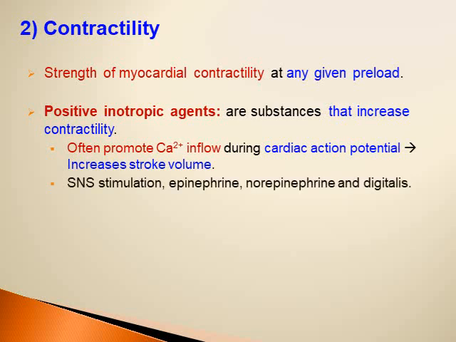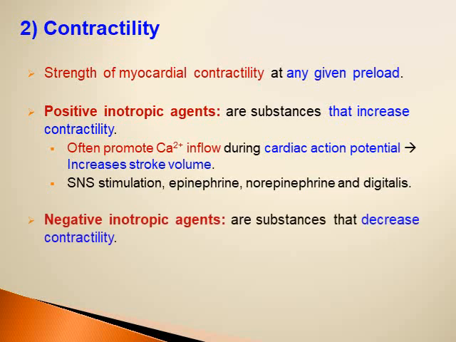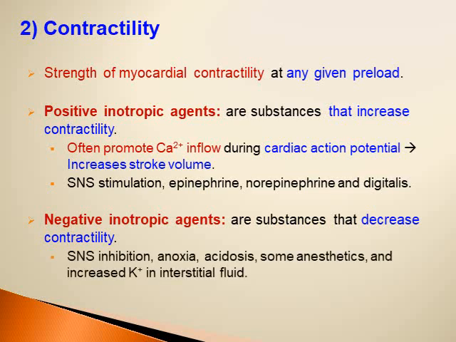Examples are SNS stimulation, the sympathetic nervous system stimulation, epinephrine and norepinephrine from the adrenal medulla or as injections, and digitalis, which is a drug that is used in cardiac conditions. All of them are positive inotropic agents. Negative inotropic agents are substances that decrease contractility, and examples of that are inhibition of the sympathetic nervous system, anoxia, acidosis, some anesthetics, and increased potassium in the interstitial fluid.